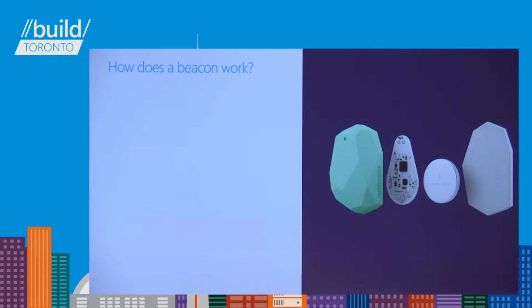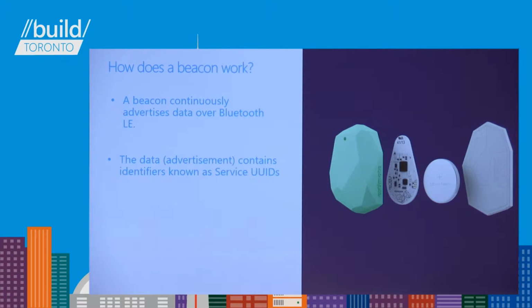So how does it work? A beacon advertises some sort of data over Bluetooth LE. It does not require you to pair to the beacon with your device. As you walk by, you can just get these advertisements from anywhere. You don't have to pair with these devices.